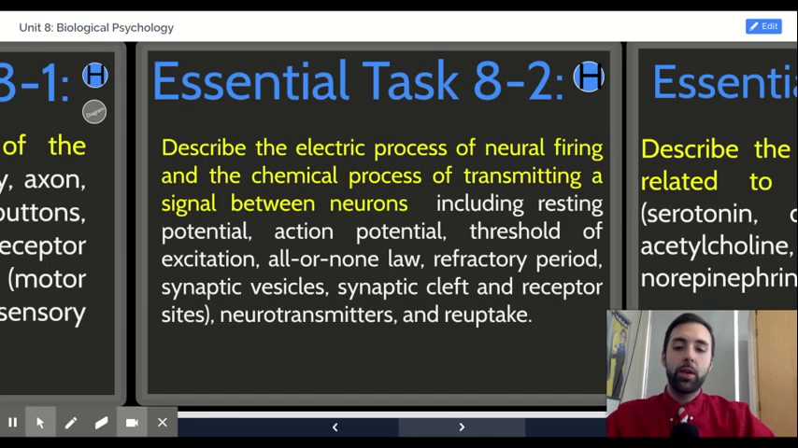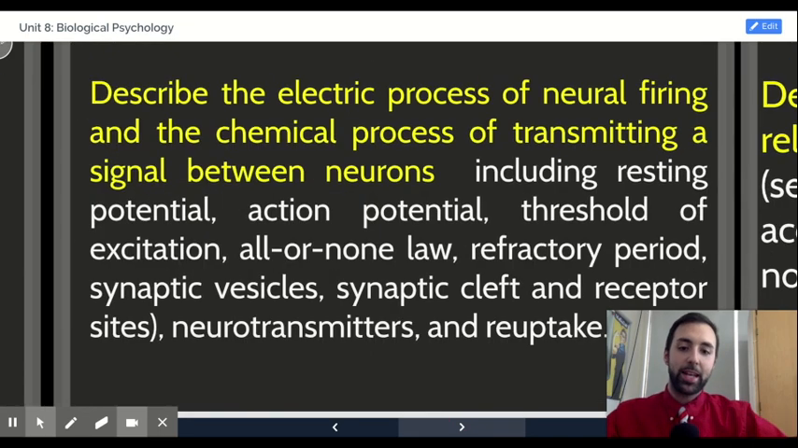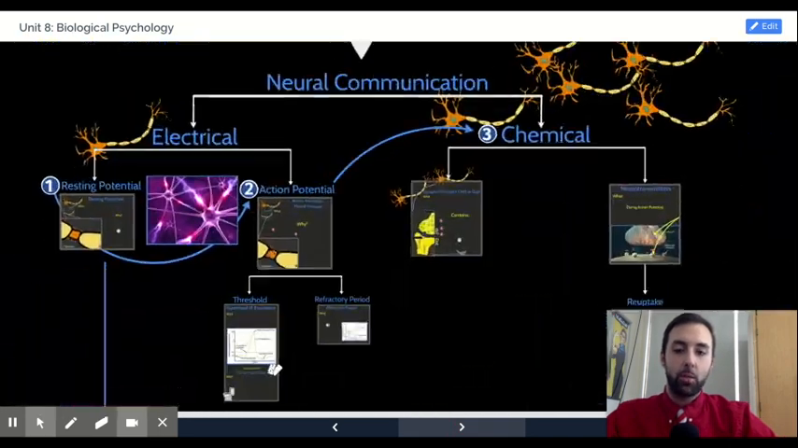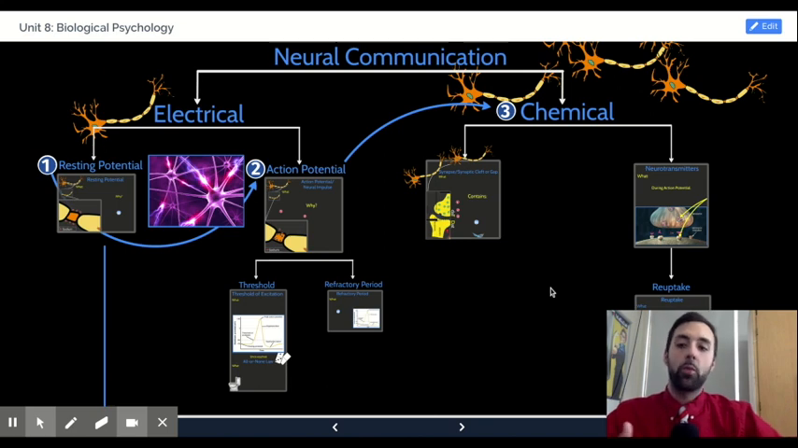In Essential Task A2, we are going to describe the electrical process of neural firing and the chemical process of transmitting a signal between neurons. In Essential Task 8.1, we diagrammed the neuron and denoted specific functions related to regions in the neuron. Today, we are going to add the second element to our conversation. We are going to talk about what happens when one neuron communicates with another.